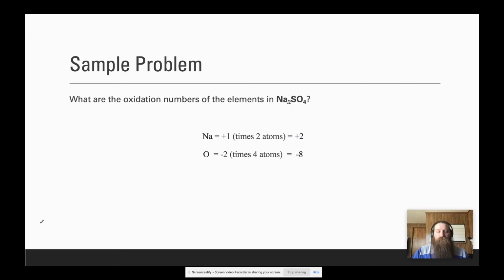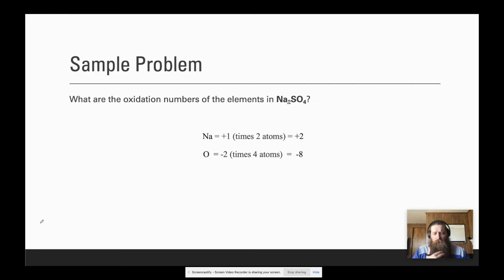All right. Oxygen is always -2, right? That's what we just said. There's 4 of them, so that's -8. But we don't have a rule about sulfur. This is not a binary compound, so we can't just say it's the anion charge. All right. So now we have to figure out, well, how do we get sulfur?